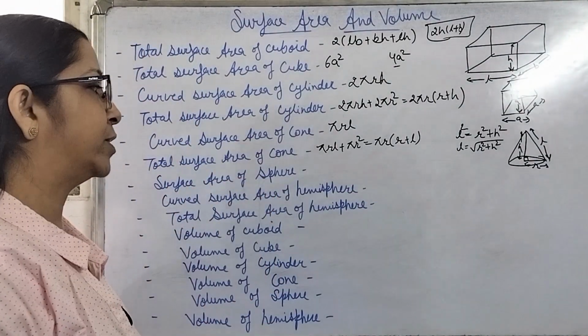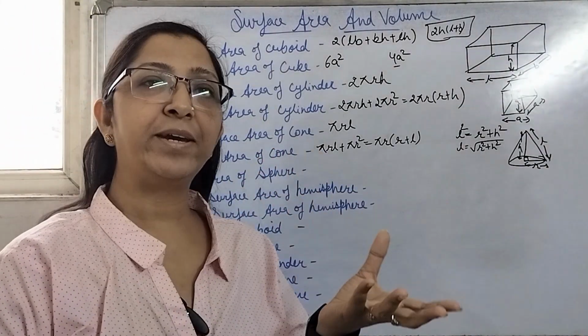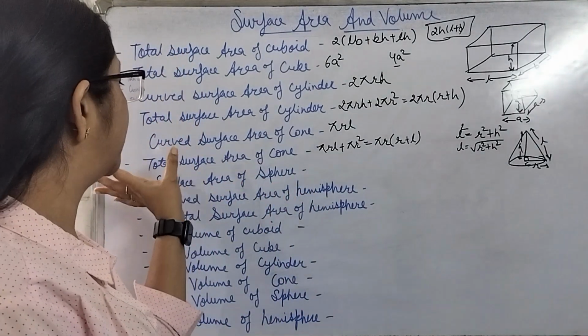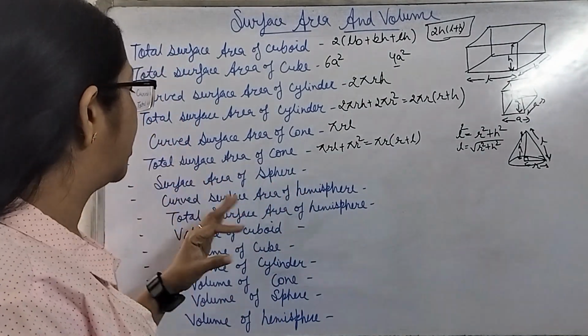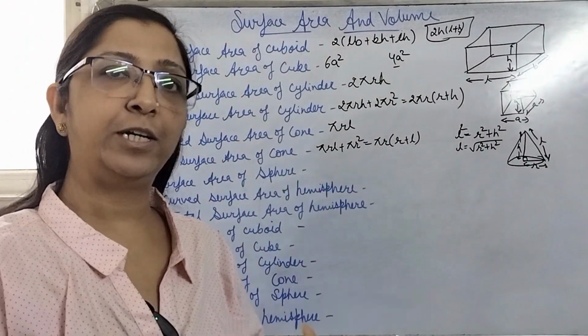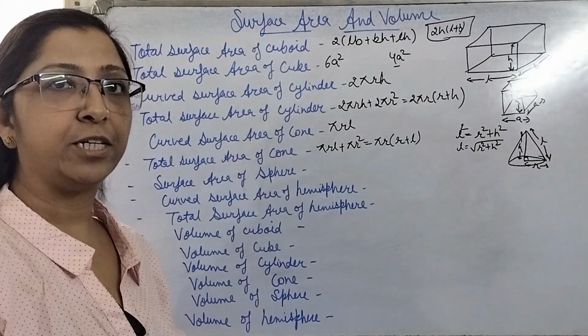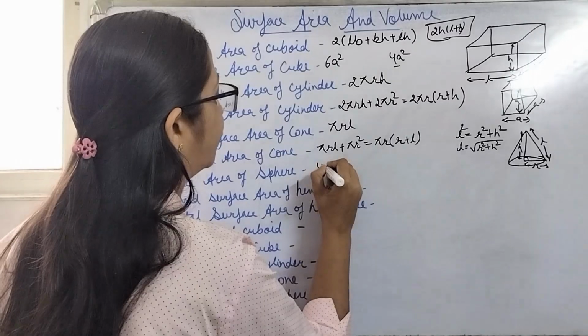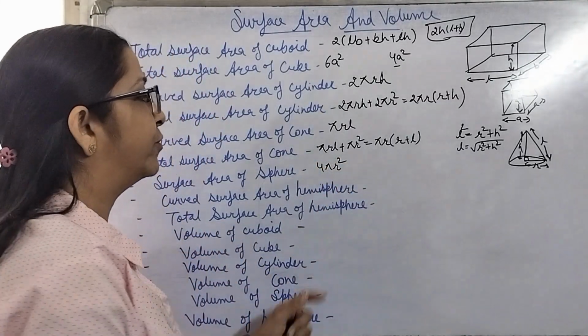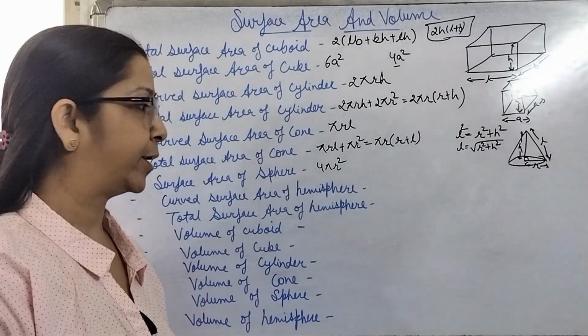Now, surface area of a sphere. In a sphere, it is not curved surface area, it is total surface area only. It is not divided into curved surface area or total surface area. Whenever we are talking about a sphere, it is always the total surface area only, and it is 4 pi R square, where R is the radius of the sphere.